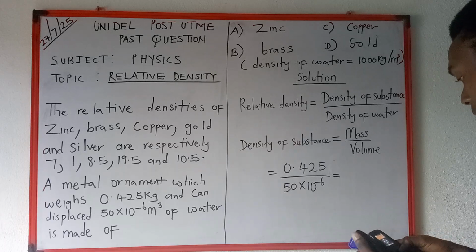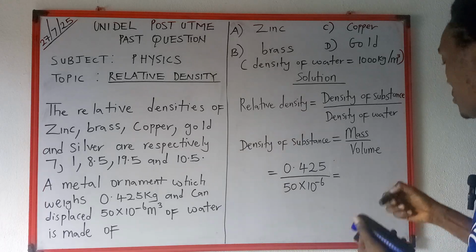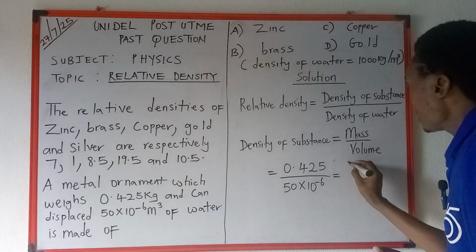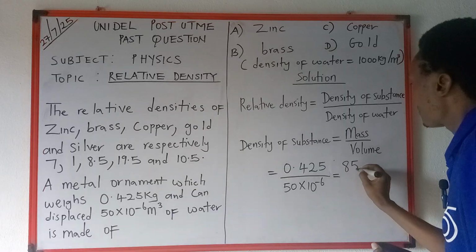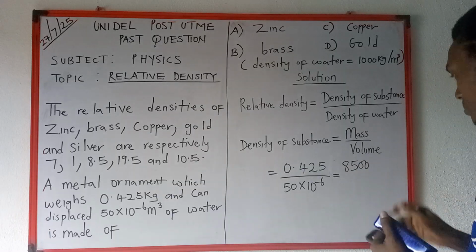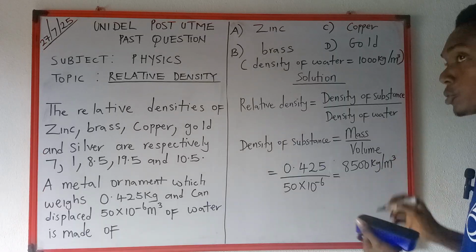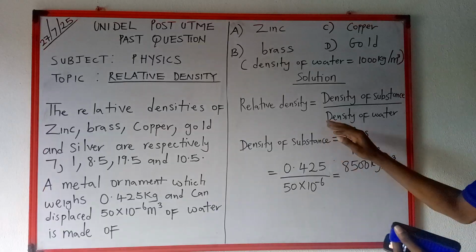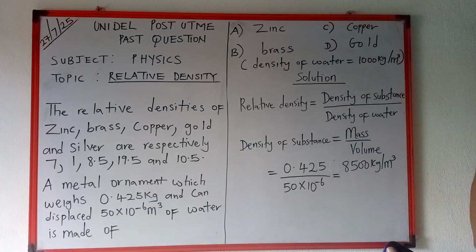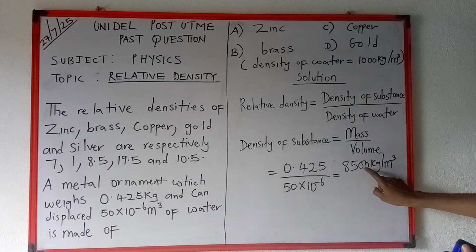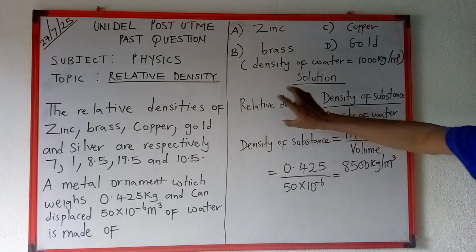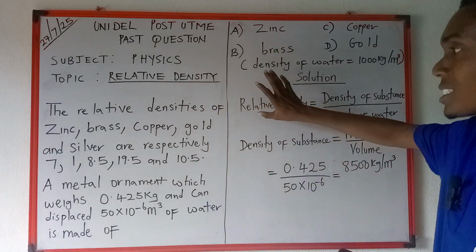So what do you have? If you divide, you have 8,500 kilogram per meter cube. So that is the first one, the density of the substance. Now let's move on. 8500. Now let's go back to what they are asking us for.